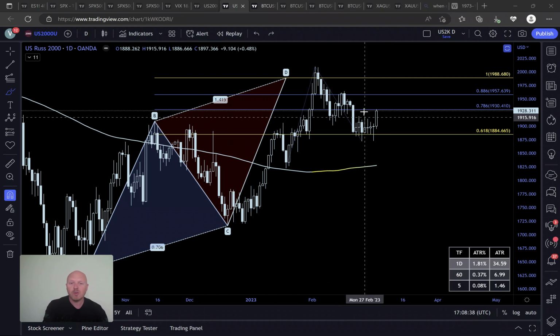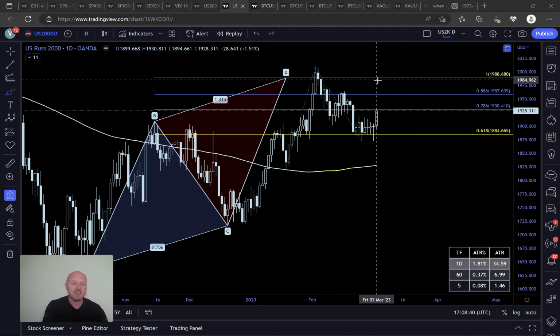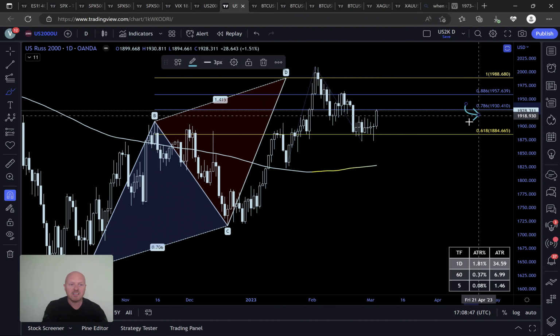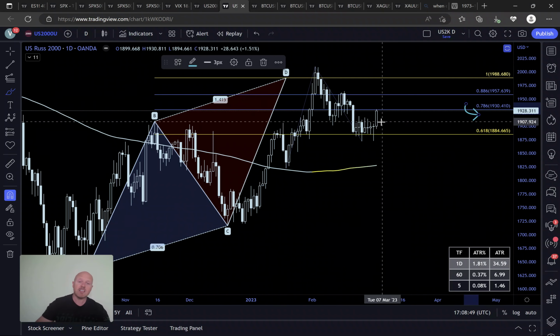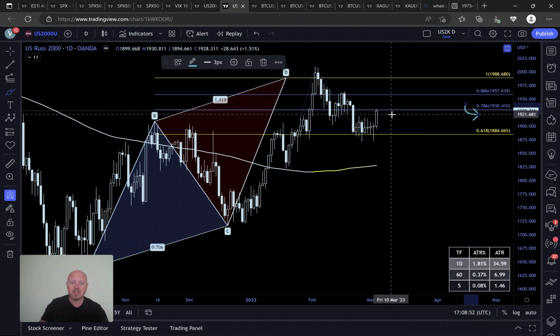I'm going to walk you through a setup example here. This is an imaginary setup, right? Here's the Russell. We're on the daily time frame. You can see it pumped up. It hit the 786 fib at 1930. So let's say you're thinking, you know what? I really want to short this. I think it's going to make some type of shape and come down.